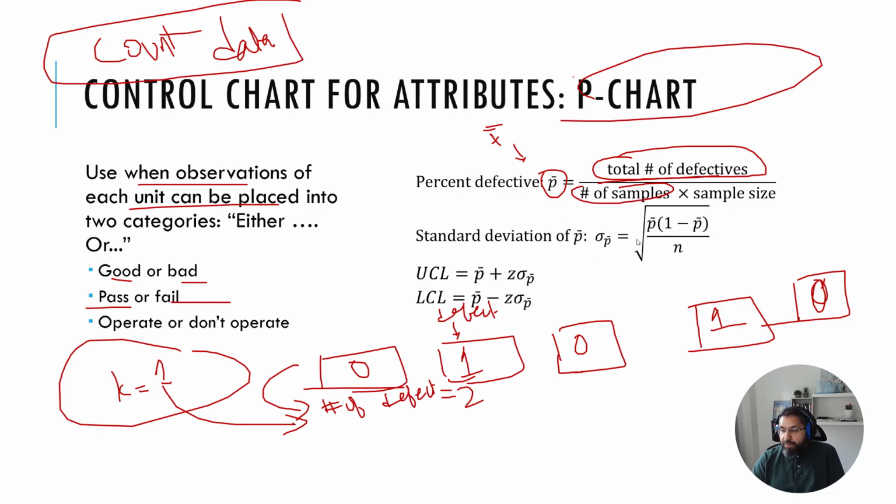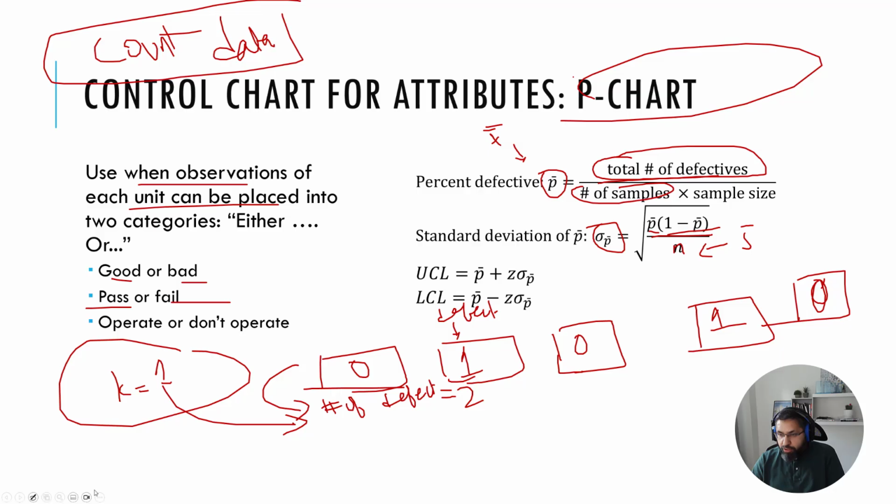Okay, and then my standard deviation is going to be a function of P bar. So it's going to be P bar times 1 minus P bar divided by the sample size n. This will be 5 in this case, the case I just drew, because you look at 5 pieces or 5 units in each sample.